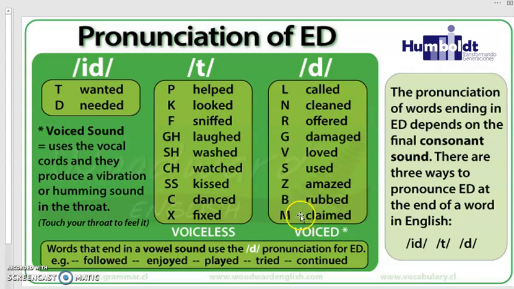So when we have some other verbs that finish, for example, in W or Y, we apply the sound D. In here, we don't say follow it, we say followed. We don't say enjoy it, we say enjoyed. We don't say play it, we say played. We don't say try it, we say tried. And we don't say continue it, we say continued. Okay, so that's it. Let's continue with this.